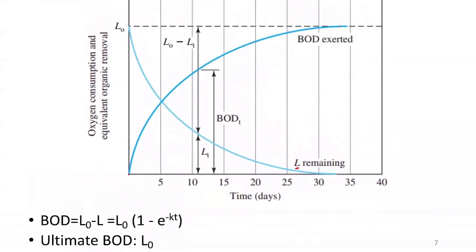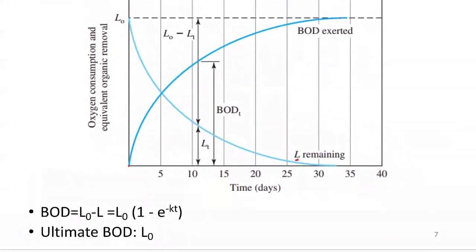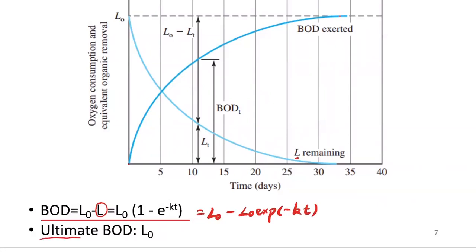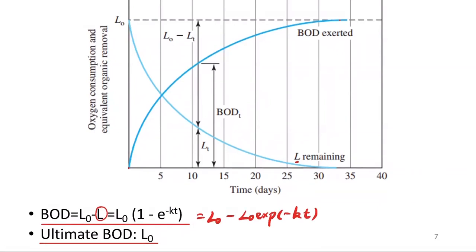And then regarding the quantitative behavior of the BOD, you can see that it can be calculated by L0 minus L, right? It's going to be just L0 minus L0 exponential of minus KT, right? And then the ultimate BOD is going to be equal to this L0 here, right? So this is how we can calculate the ultimate BOD from the measurement at a single day, right?